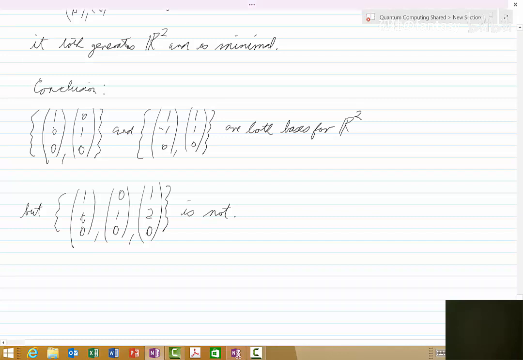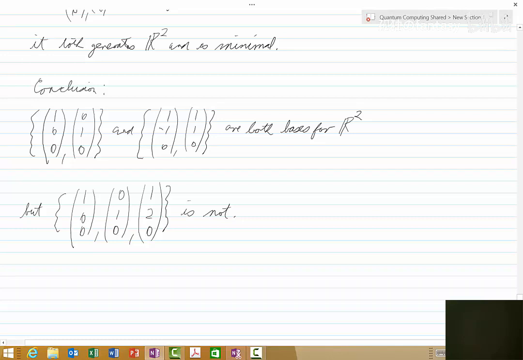Okay, so we'll conclude by saying this. 1, 0, 0, 0, 1, 0, that collection of vectors is a basis for R2, because we saw that any vector in R2 can be written as a linear combination of these two vectors. And likewise, this collection of vectors is minimal. If we took either one of them away, then we could not get all of R2.